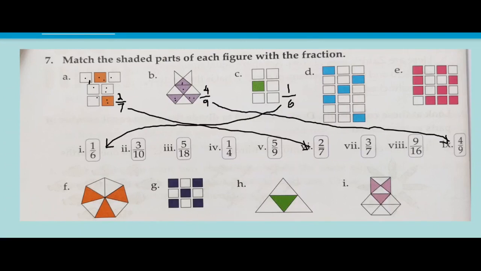Next, children, how many is there? 1, 2, 3, 4, 5, 6. 1, 2, 3, 18. Out of 18 parts, how many are shaded? 1, 2, 3, 4, 5 are shaded. So can you see 5 by 18? Yes, 5 by 18 is here in number 3. So 5 by 18. Next, out of 16, 1, 2, 3, 4, 5, 6, 7, 8, 9. So 9 upon 16. Out of 16 parts, 9 parts are shaded. So we can easily see 9 by 16 is here. So you will match it with this one.